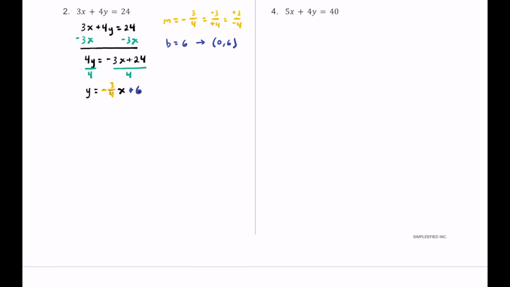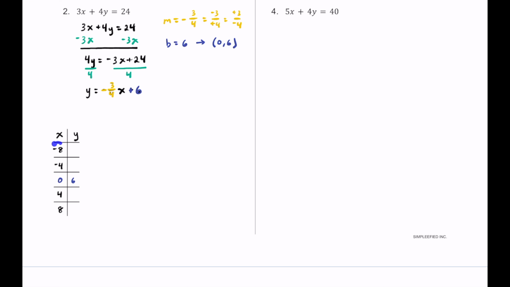Now let's go ahead and make a table. All right, so we have an XY table here, and we're going to throw our 0, 6 right in the middle, just because we already have that as a free point. Now notice how we have a denominator of 4 for our slope, so it's in our best interest to use multiples of 4. So I'm going to use negative 4 and negative 8, and I'm going to use positive 4 and positive 8, just so we can have some nice cross canceling.